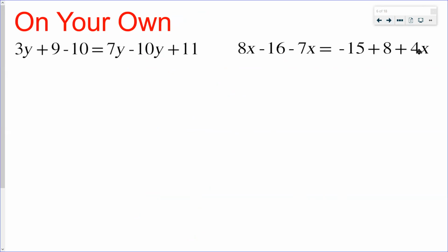All right, so what I would like you to do now is pause the video. I want you to try these two on your own. Again, slow and steady. Think about your steps. I'll give you a hint. Step 1, there are no brackets. Step 2, combine like terms on each side. There is going to be some like terms you're going to need to combine. So that's my hint for you. So again, please pause the video now so that you can try these on your own.